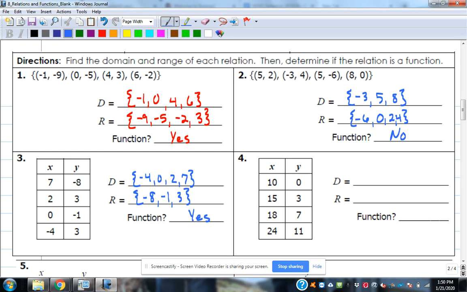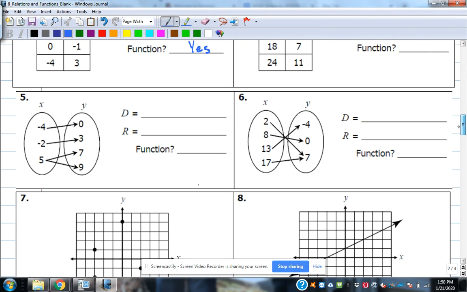Number 4, same thing. I don't see any need in us doing another example of that. That's too easy. Let's go to number 5 because that's a mapping. It's got the bubbles. That's the mapping. That's just as easy as the table. You got one bubble is x's, one bubble is y's. So that makes it easy to get the domain and the range. So the domain is just going to be everything that's in the x bubble. So -4, -2, 5. The range is going to be everything that's in the y bubble. 0, 3, 7, and 9. They were nice and put it all in order for us on that one.